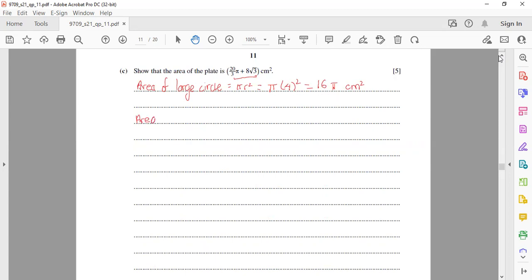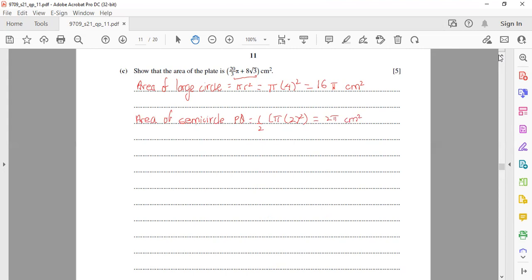So area of semicircle, let's say semicircle PQ, would be half of pi r squared. So the diameter of the semicircle is 4 centimeters, but the radius of the semicircle would be 2 centimeters. So therefore, we have half times pi times 4, which is 2 pi centimeters squared.